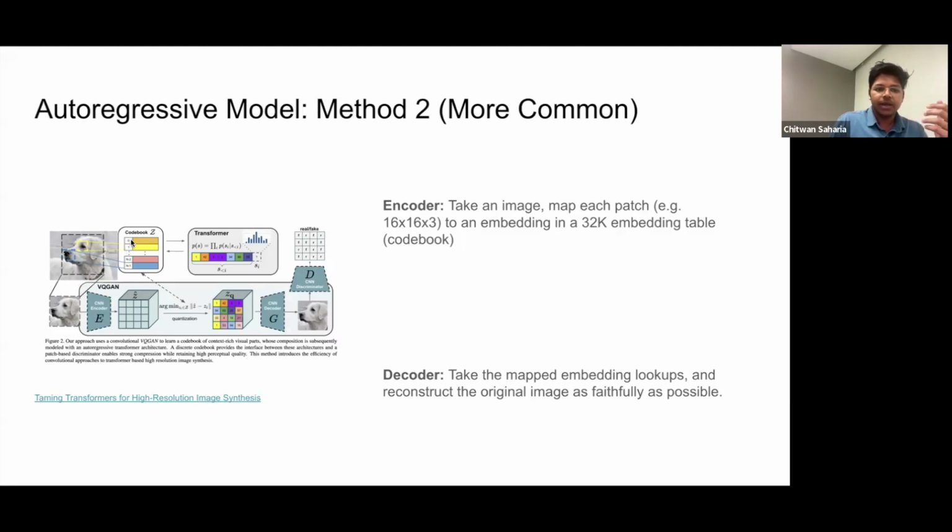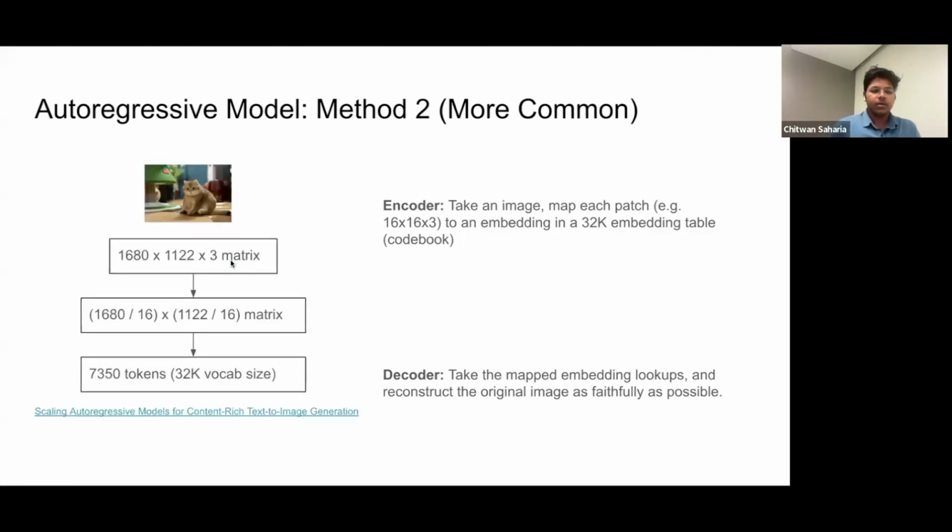The way we train this mapping is that there is an encoder and there is a decoder. The encoder learns this mapping. Then the job of the decoder is to take this mapping and reconstruct the image back. So this is like an autoencoder model where we are just learning this mapping. Once we have this mapping, we can train a transformer model on it using autoregressive modeling. During inference, we just generate these tokens and then feed them to the decoder, and that will generate the final image for us.